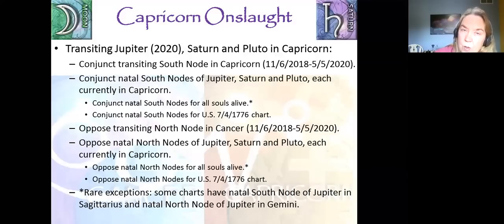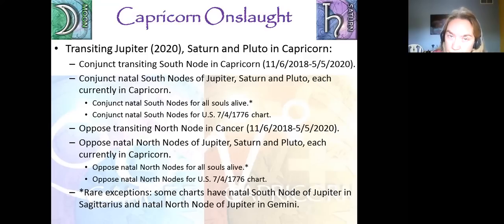And so what we have going on here, I call it the Capricorn Onslaught. Transiting Jupiter will be 2020, but Saturn, and joining Saturn and Pluto in Capricorn, those three planets are going to conjunct the transiting south node in Capricorn. You saw those dates earlier. They are going to conjunct their own south nodes and the south nodes of each other in Capricorn. They will also conjunct the natal south node for all souls alive.